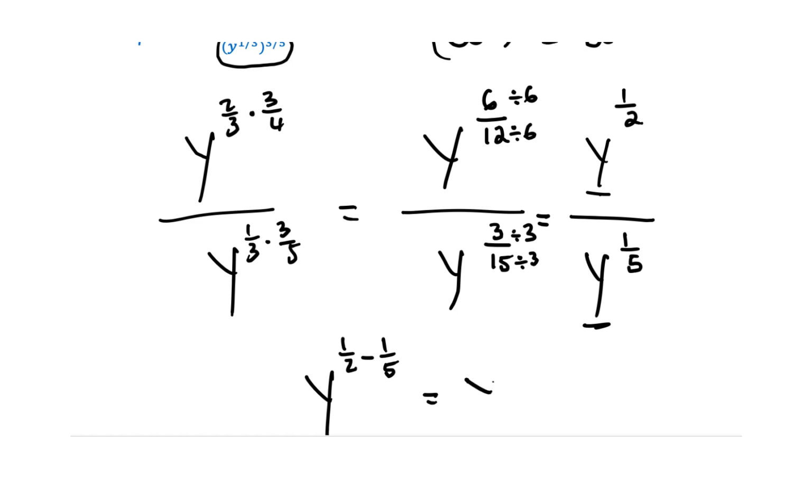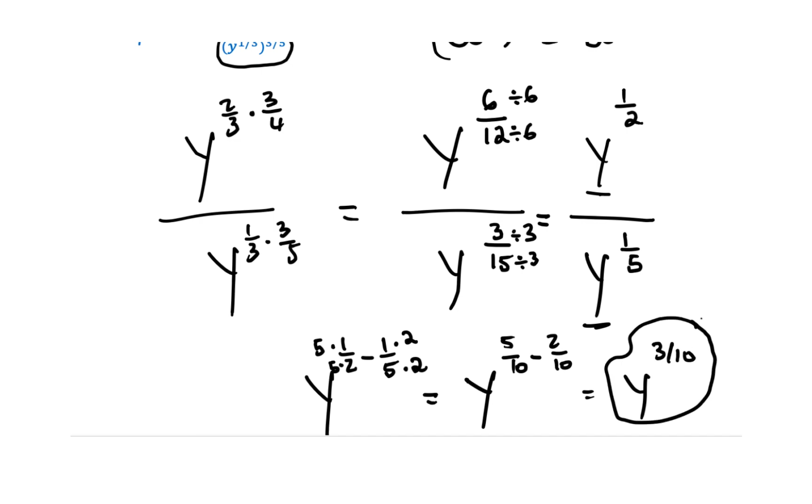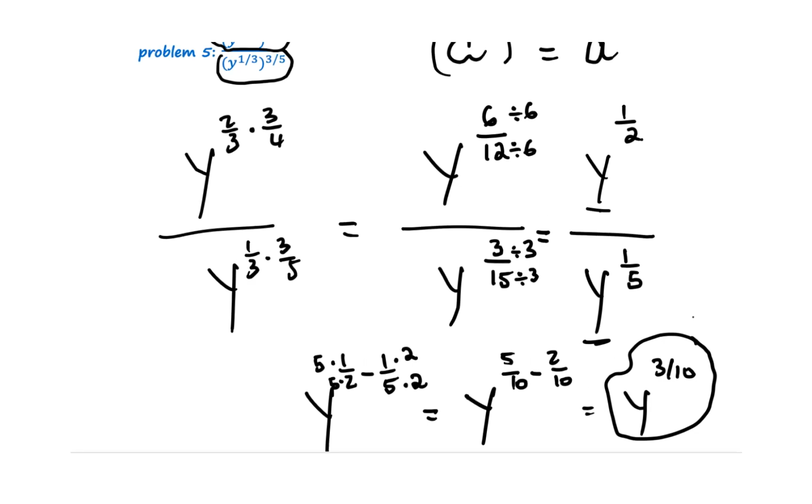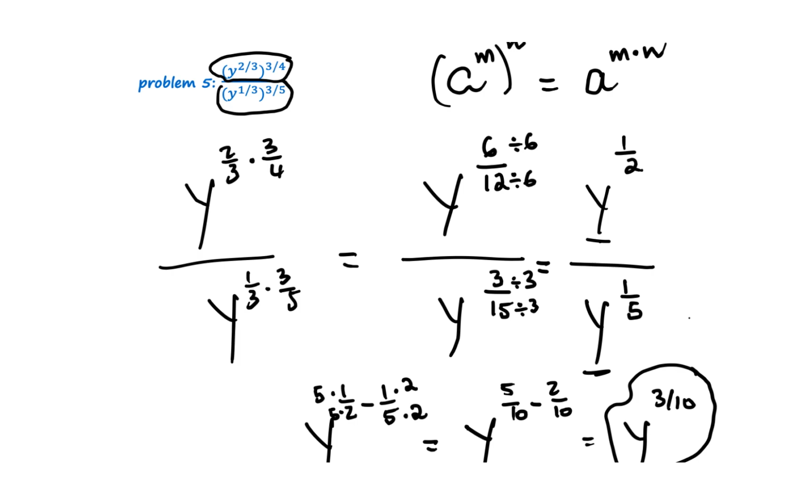Okay, do they have the same denominator? No. So find the least common multiple, times 2 here, and times 5 here. So this would be 5 over 10 minus 2 over 10. So that's the same as y to the power of 3 over 10. So here you see that we used two concepts. First, when you have one base for two exponents, and the second one was when you're dividing exponents with the same base.